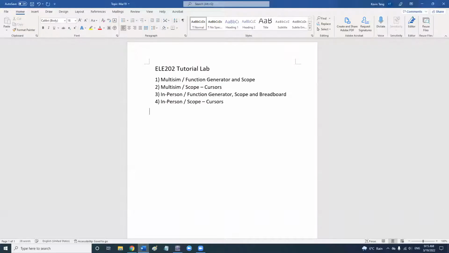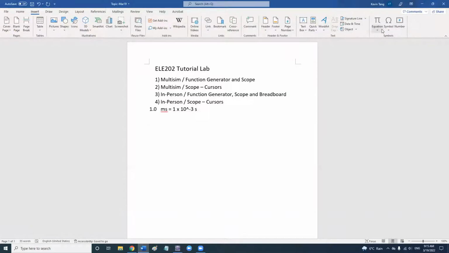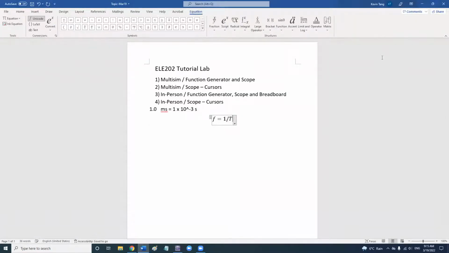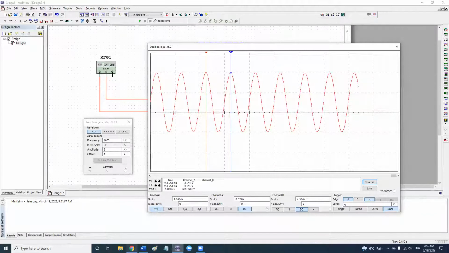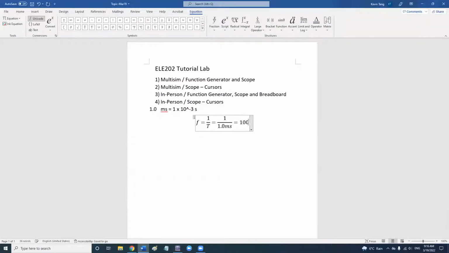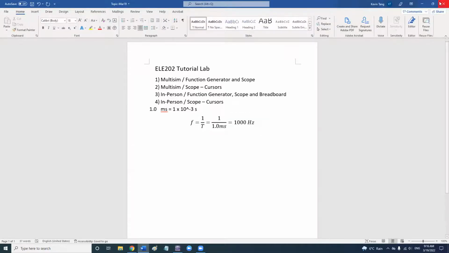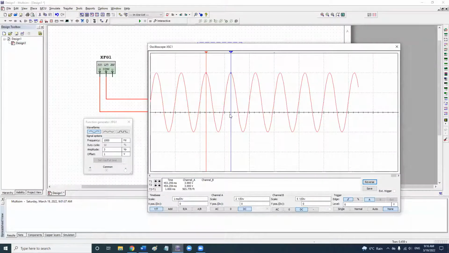So 1.00 ms is equal to 1 times 10 to the minus 3 seconds, right? And we know that F equals 1 over T, right? Then you can go 1 over 1.0 ms, and you can find your frequency. What is our frequency? It is 1000 hertz. If you do the calculation correctly, you will get 1000 hertz. It's very simple stuff. So this is one thing we're going to do.